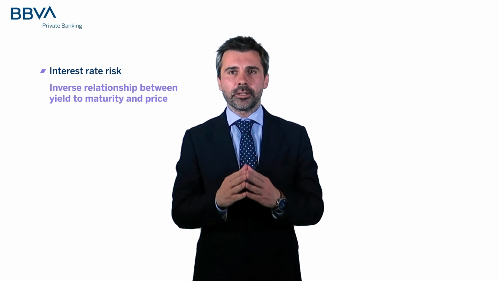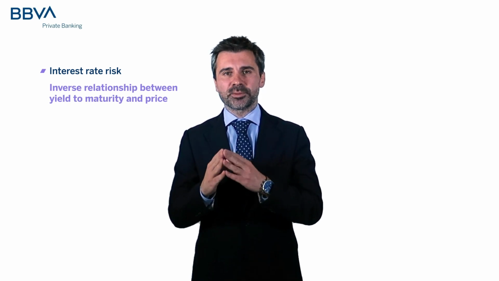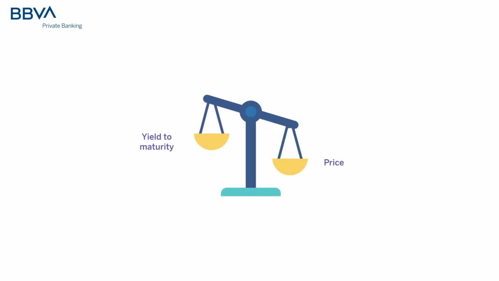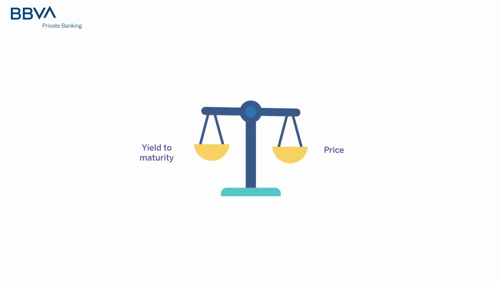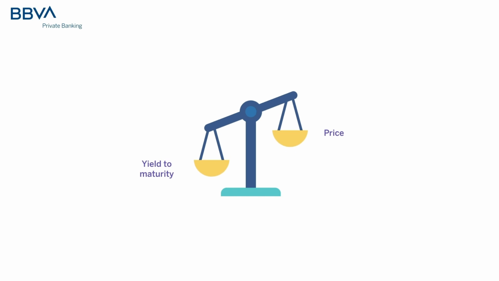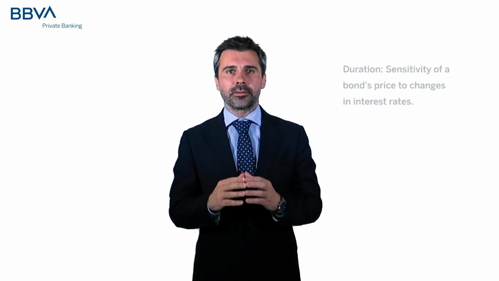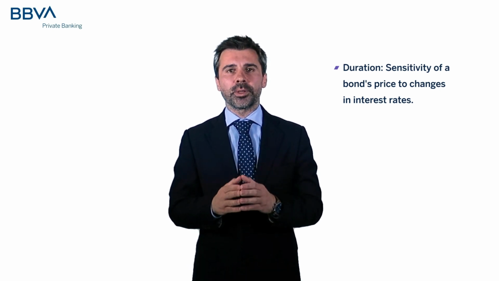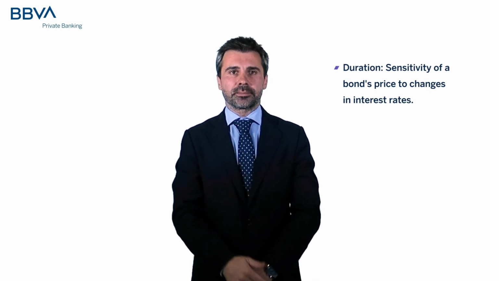It's important to focus on why fixed income price varies. There is an inverse relationship between the yield to maturity of a fixed income instrument and its price. If interest rates go up, instrument price goes down. And on the contrary, if rates go down, the price goes up. When interest rates change, the percentage price variation associated to a fixed income instrument can be estimated through a risk metric, the duration. This indicator measures the sensitivity of a fixed income instrument price to changes in interest rates.